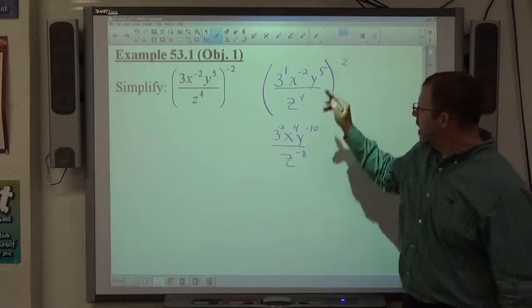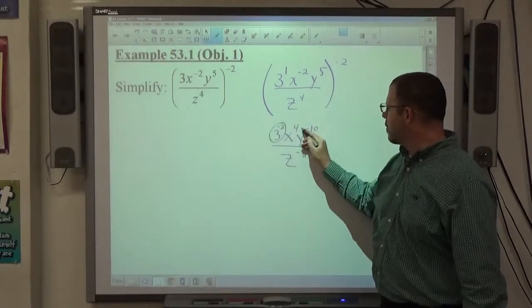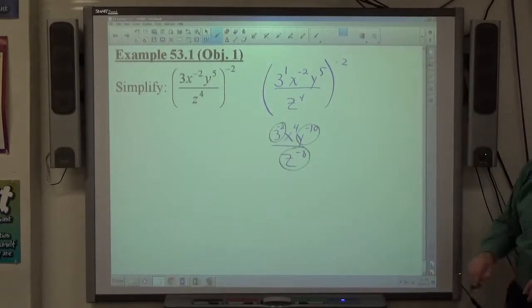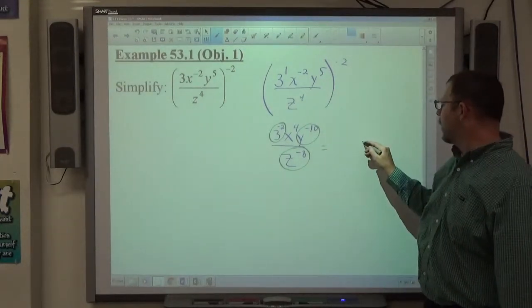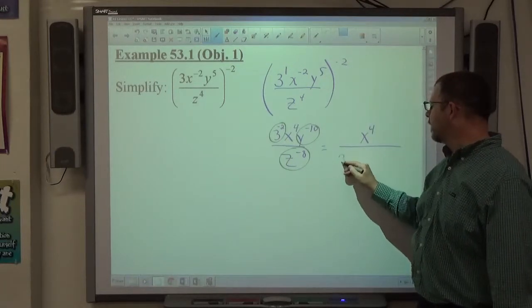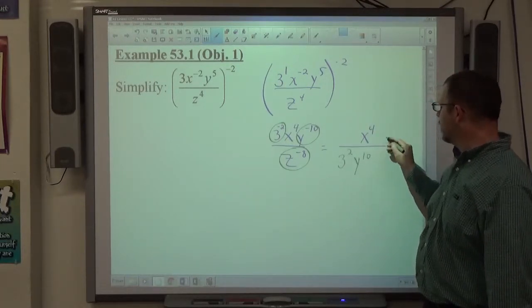Step 2. Every negative power needs to move. Every positive power stays where it's at. So these 3 things move. The x to the 4th power stays where it's at. So I would rewrite x to the 4th power. On the bottom, I'm going to move the 3 squared down. I'm going to move y to the 10th down. And I'm moving z to the 8th up.